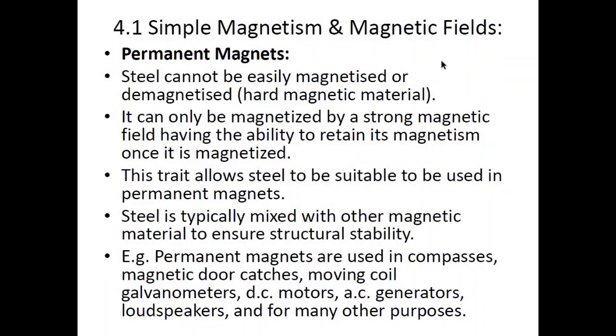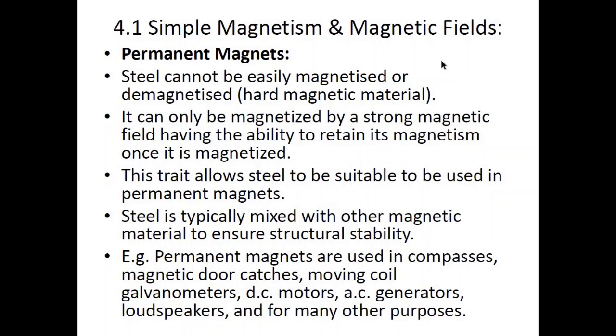Permanent magnets are made up of hard materials such as steel because they cannot be easily magnetized or demagnetized. They can only be magnetized by a very strong magnetic field, and once magnetized, they retain their magnetic capabilities. This trait allows steel to be a suitable material to make a permanent magnet. It is typically mixed with other materials to ensure structural stability.